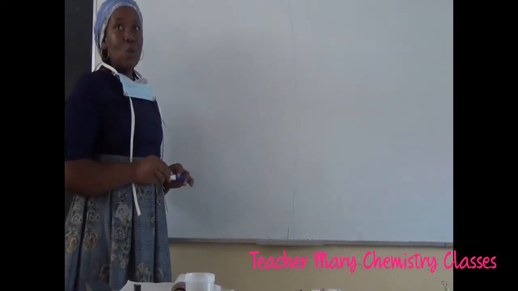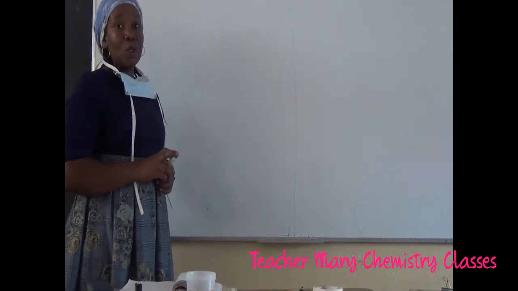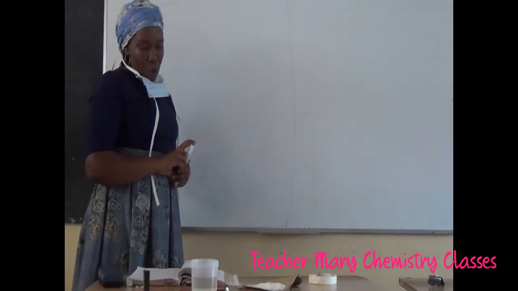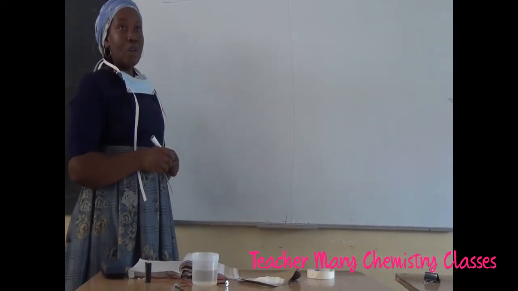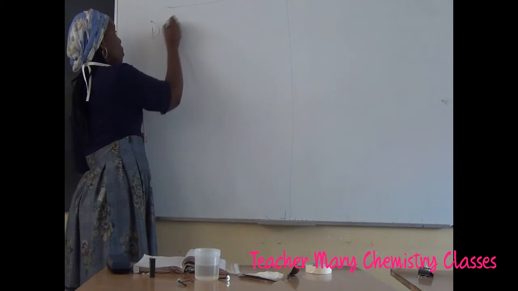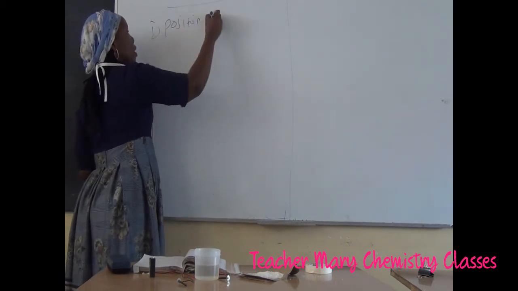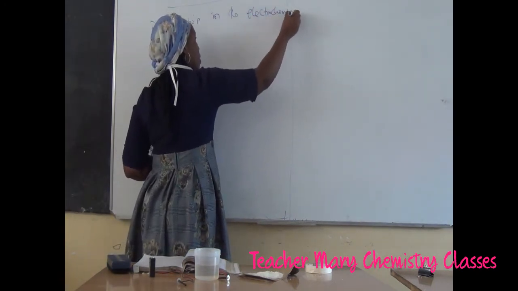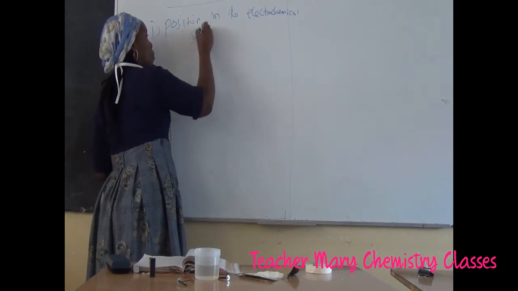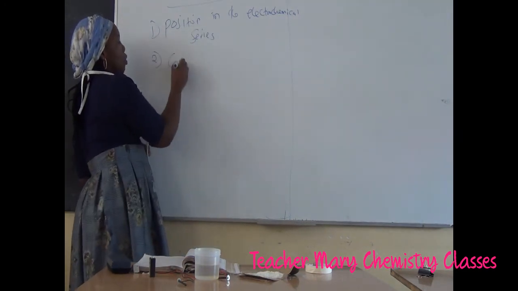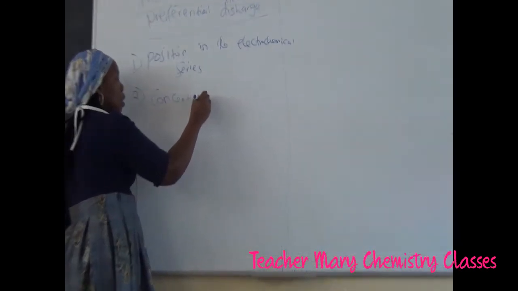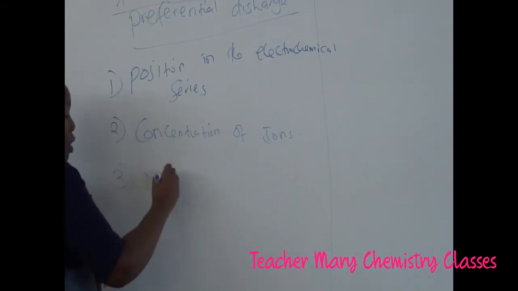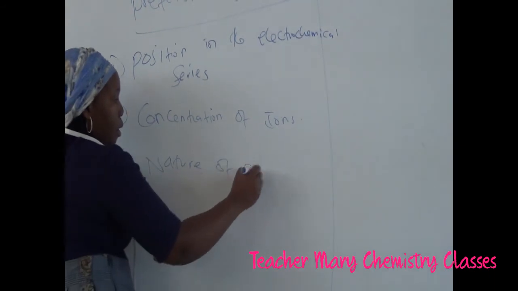In our previous lessons, we already looked at one of the factors, which is the position in the electrochemical series. Number one is position in the electrochemical series. Number two is the concentration of ions. And number three is the nature of electrodes.